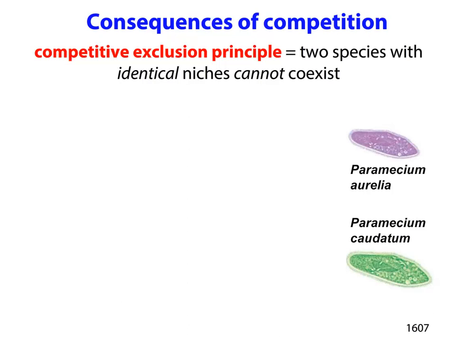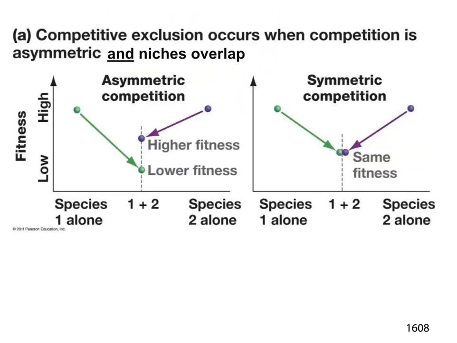So what this means is that nature is not going to allow 2 niches to overlap completely, because if that were to happen, one species is always going to be driven out. Okay, and that's just what the purpose of this experiment was meant to show, which is actually some pretty cool stuff. Now, the thing I would like you to consider is that competitive exclusion is going to occur when competition is asymmetric and when niches overlap.